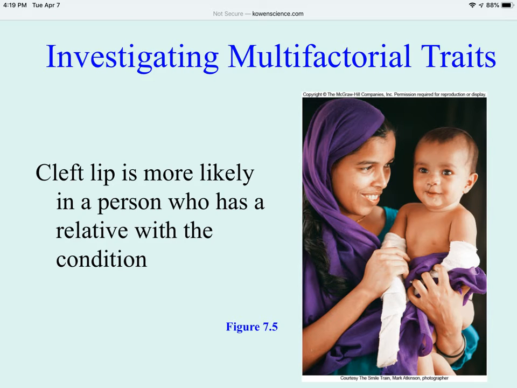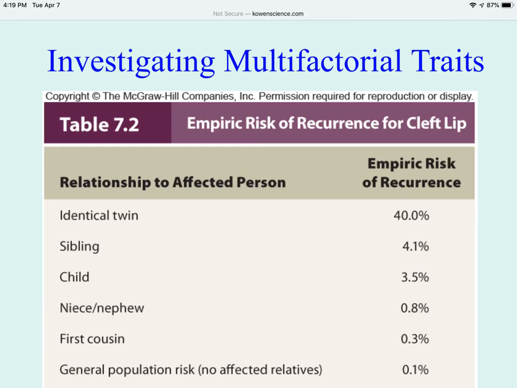So, for example, cleft lip is not more common in one skin color versus another, but it is more likely to be in a person who has a relative with the condition. So you're looking at that genetic condition, not the skin color. So let's look at the risk of an individual inheriting a cleft lip.